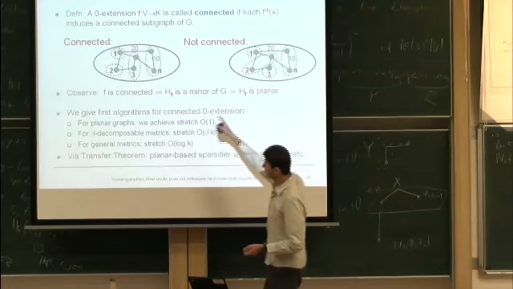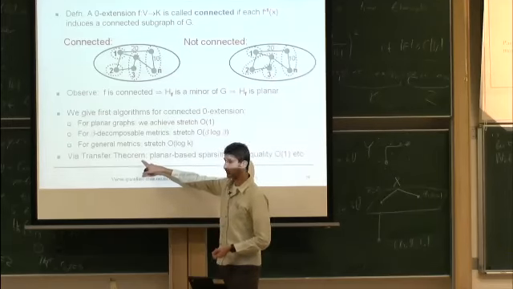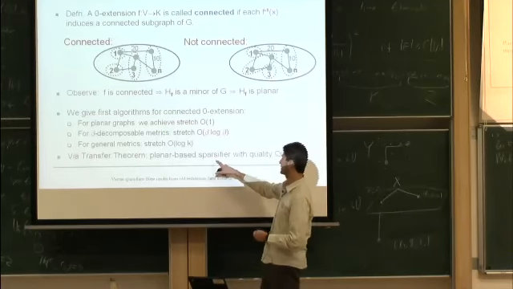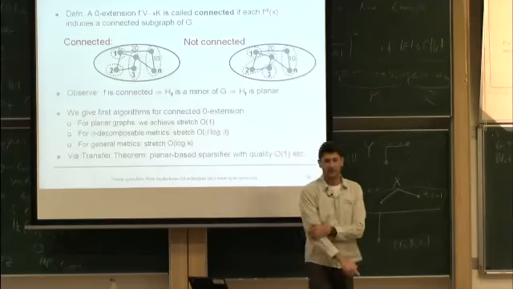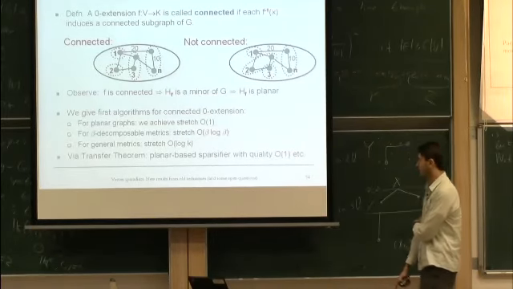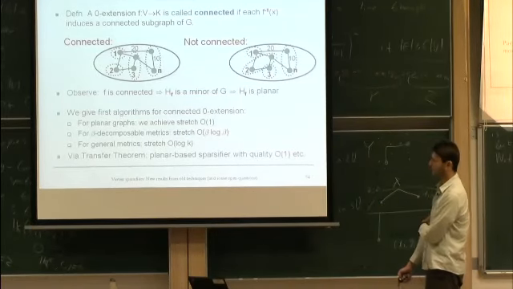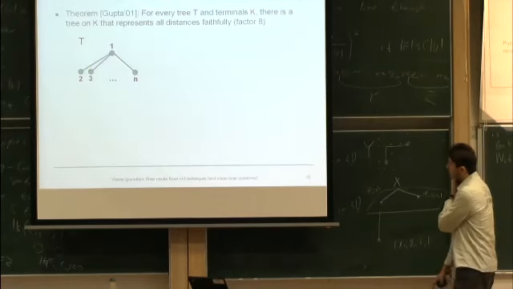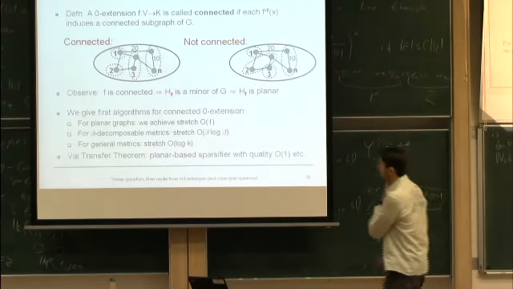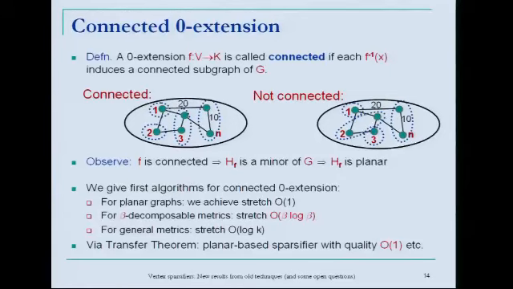In particular, if you use the first one and apply this transfer theorem, you get a planar-based sparsifier, which means a distribution over planar graphs such that the capacity of any cut does not go up too much in expectation. Now, going back to this, I won't talk about these cuts. Now we're going to stay with these distances, like this zero extension and stretch.